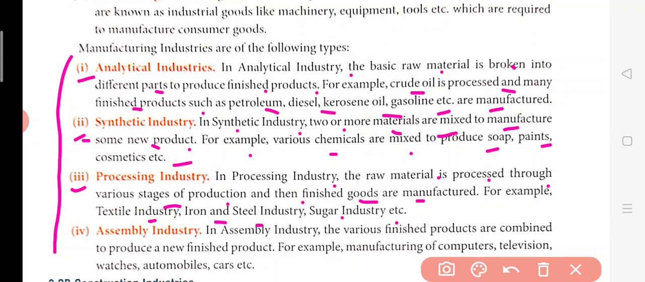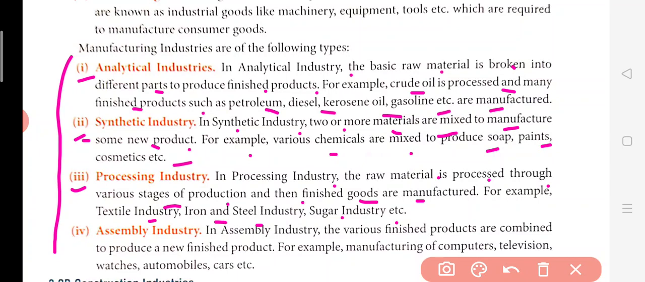Just like if you take the example of textile industry, as I told you in the beginning, the cotton will be purchased, then that cotton will be converted into threads, then these threads will be converted into clothes, and then clothes will be converted into shirts. So this work from starting to the end has different types of stages of production. So such industries are called processing industries.